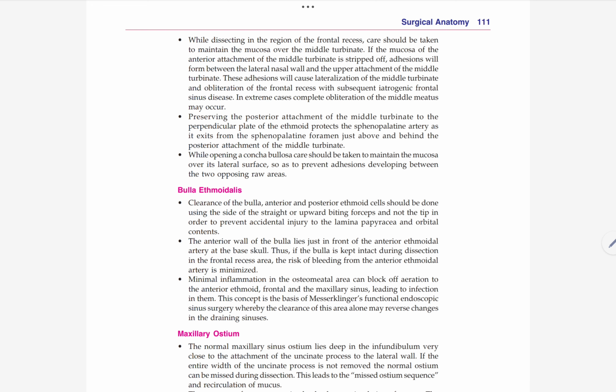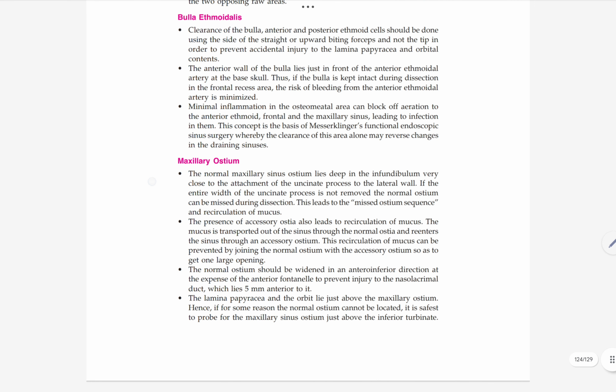Preserving the posterior attachment of the middle turbinate to the perpendicular plate of the ethmoid protects the sphenopalatine artery as it exits from the sphenopalatine foramen just above and behind the posterior attachment of the middle turbinate. While opening a concha bullosa, care should be taken to maintain the mucosa over its lateral surface so as to prevent adhesions developing between the two opposing raw areas. Bulla ethmoidalis.